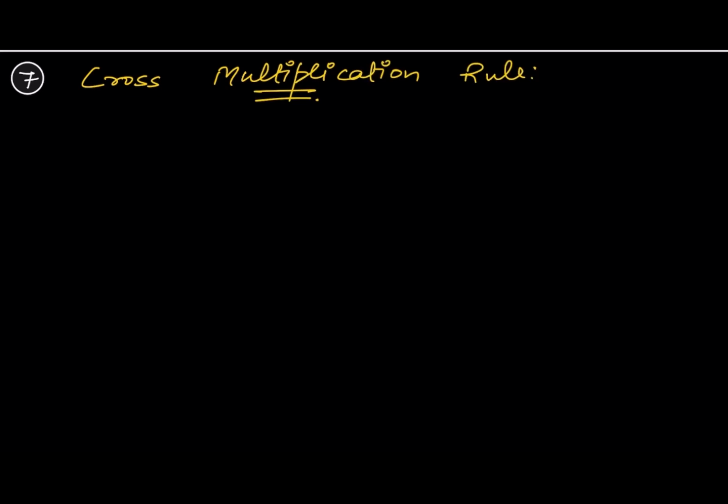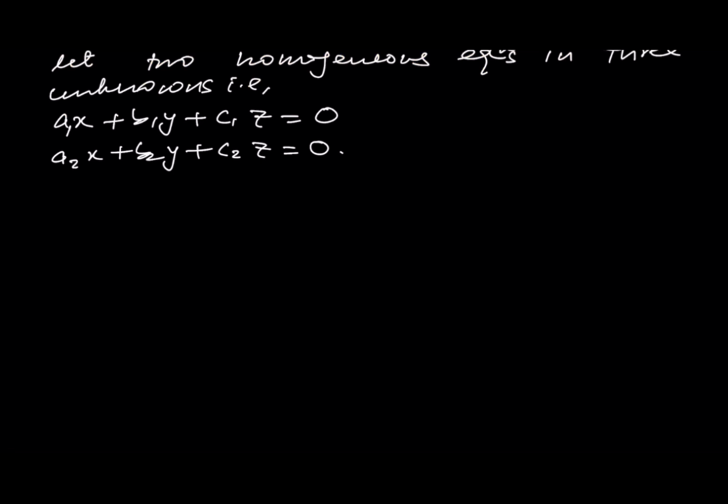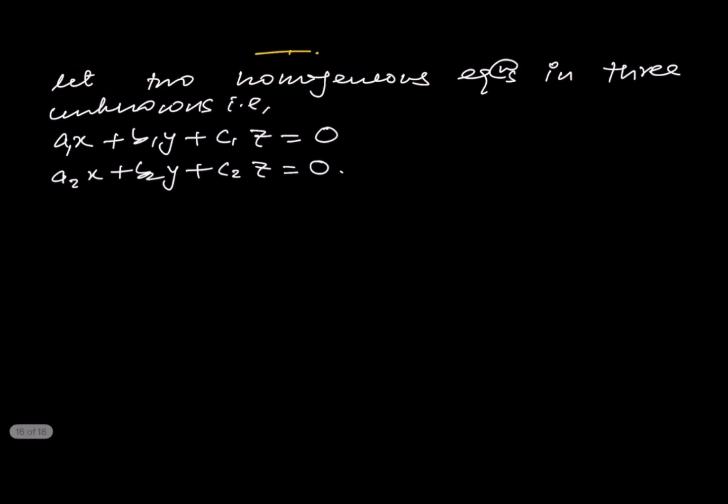In this, students, let us first consider two homogeneous equations in three unknowns. Let two homogeneous equations in three unknowns, that is, a1x plus b1y plus c1z is equal to 0, a2x plus b2y plus c2z is equal to 0. So these are two homogeneous equations in three unknowns.